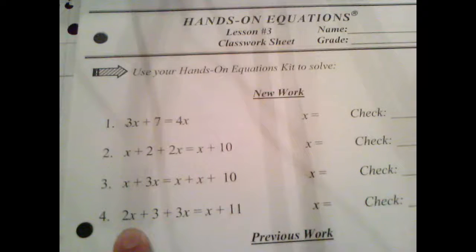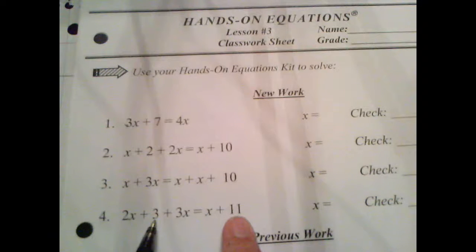You'll notice this one is 2x plus 3 plus 3x equals x plus 11. So this is 1x over on the right-hand side of the equal sign, and then 11. Now, when I set this up, I notice that I have a 2, a 3, and a 3 on the left-hand side of my equation. But only one of these is a number. This 3 does not have an x right behind it. So this is my number block.